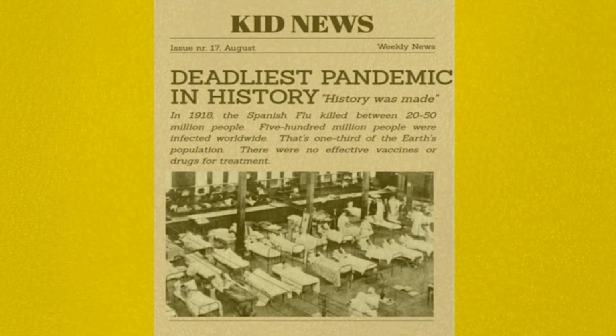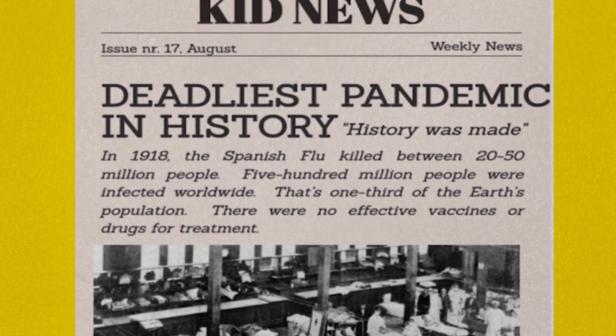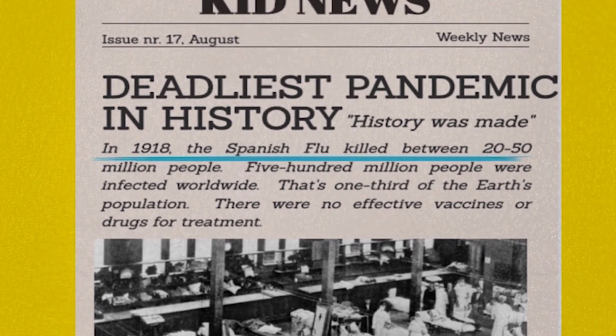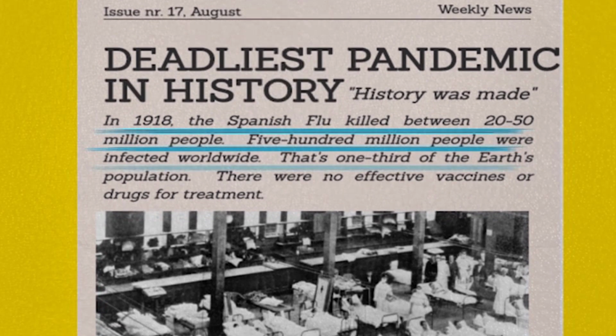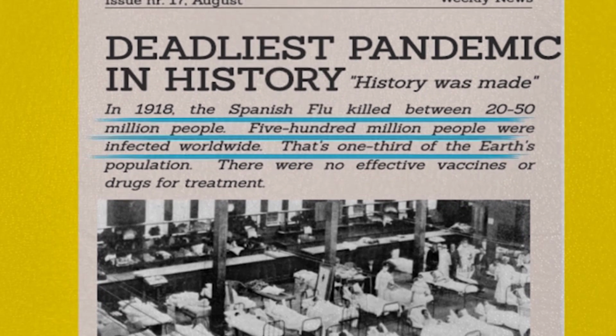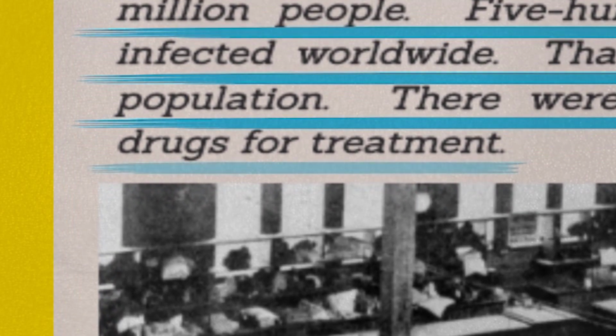Deadliest pandemic in history. In 1918, the Spanish flu killed between 20 to 50 million people. 500 million people were infected worldwide. That's 1/3 of the Earth's population. There were no effective drugs or vaccines for treatment. Based on this information, what do you think the text is mostly about? Let's use the details from the information to complete the graphic organizer.